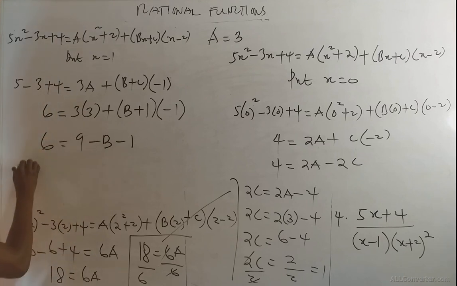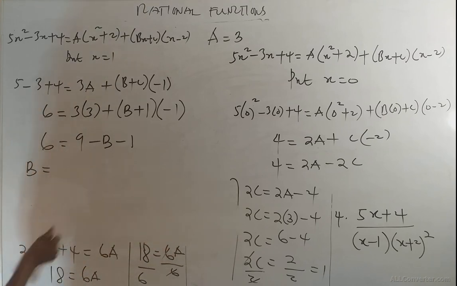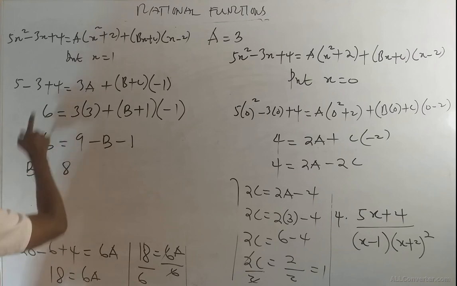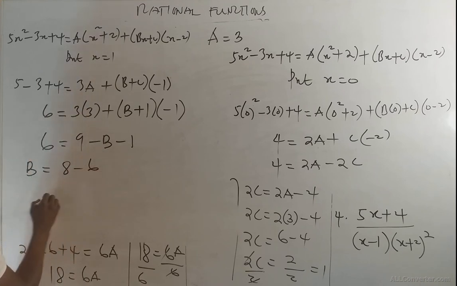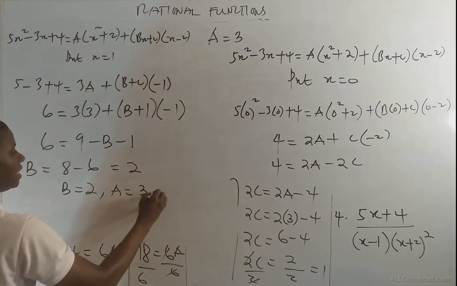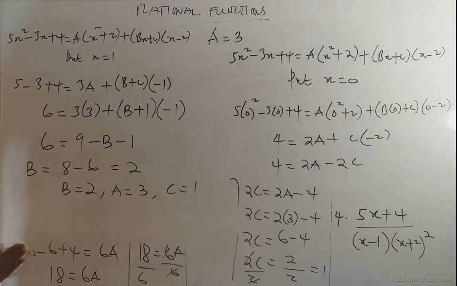So the minus B can be moved to the left. So minus B on the left becomes positive B. And this will be equal to 9 on the right. 9 minus 1 will be 8 on the right hand side. Then we have minus 6. And 8 minus 6 is 2. So you can see that B is equal to 2. Don't forget that the A gave us 3. And the C gave us 1.